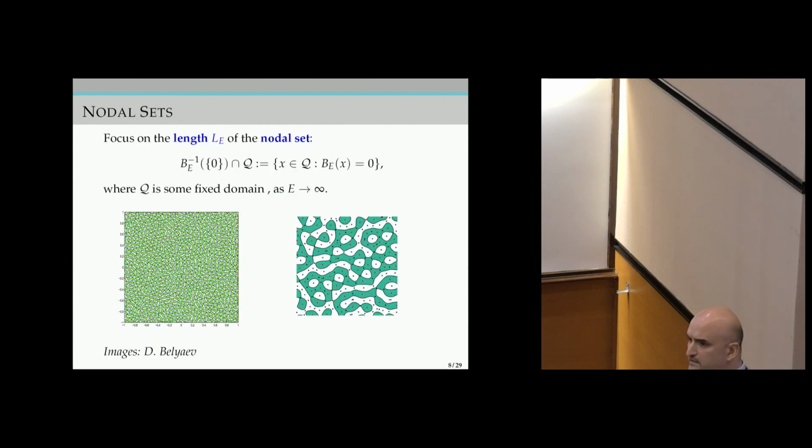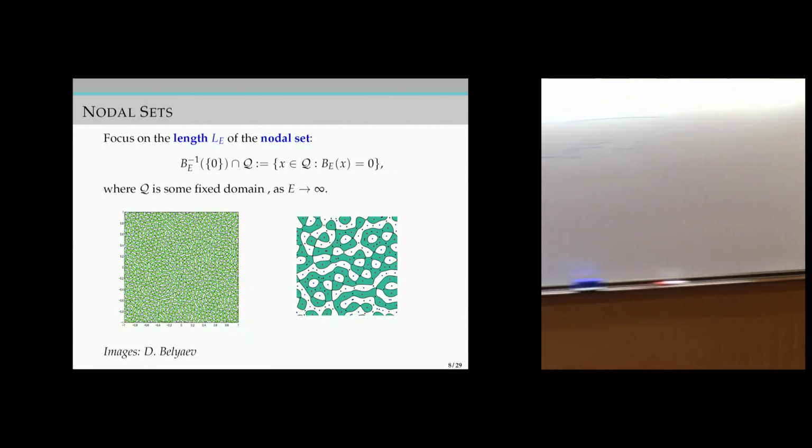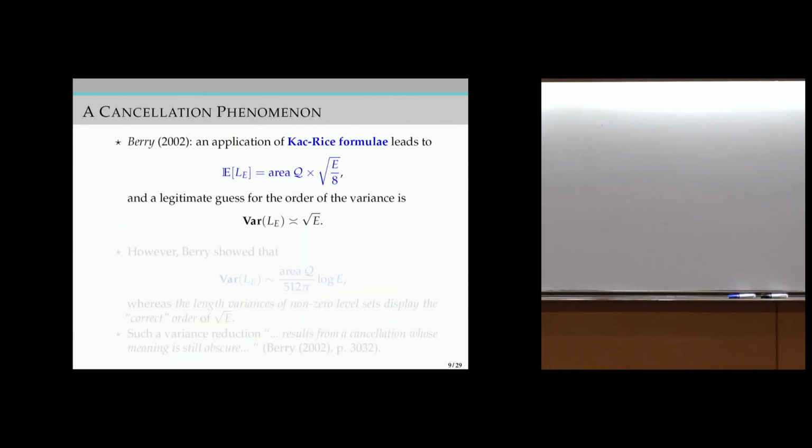This random quantity is a random closed set, and we are measuring it. It was studied in a very remarkable paper of 2002, also by Michael Berry from Bristol. And he did what anyone would do: he started by computing the expectation of the set, and then the variance. The expectation can be easily computed using a tool known as the Kac-Rice formula. And this is equal to the square root of E. It's a direct computation.